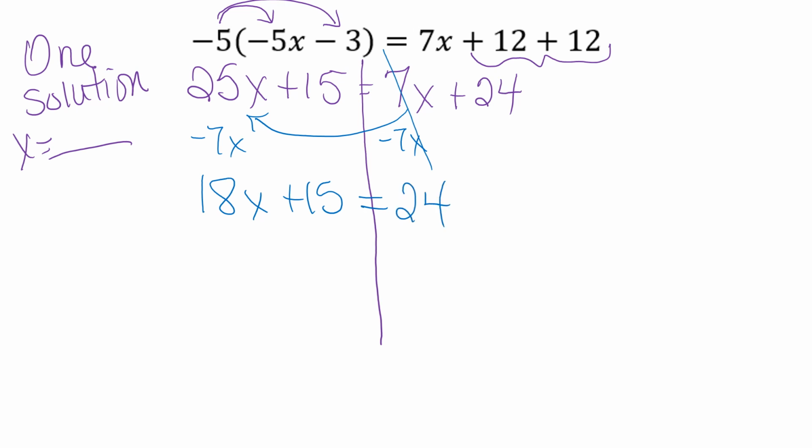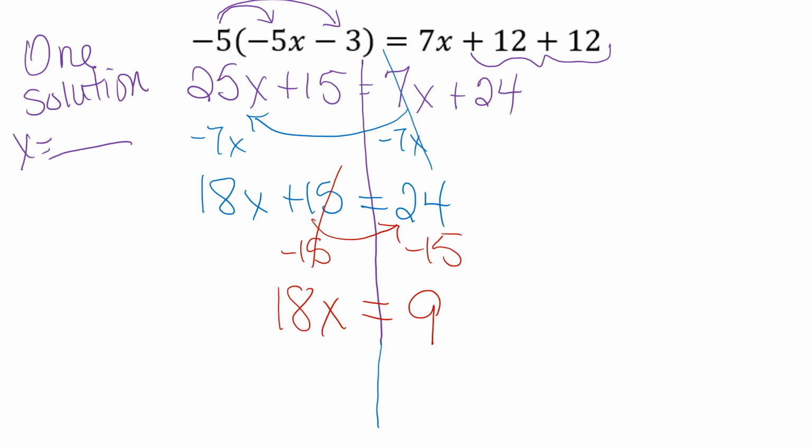I need to get the variable term isolated, so I'm going to move the 15 across the equal sign. So that's doing the opposite or inverse operation and subtract 15 on both sides. 18x would equal 9. Now, at this point, sometimes we make a mistake as students and we think we're going to do 9 divided by 18, but you're not. You always divide by what is attached to the variable, and since 18 is what is attached to our variable, we need to divide both sides by 18.